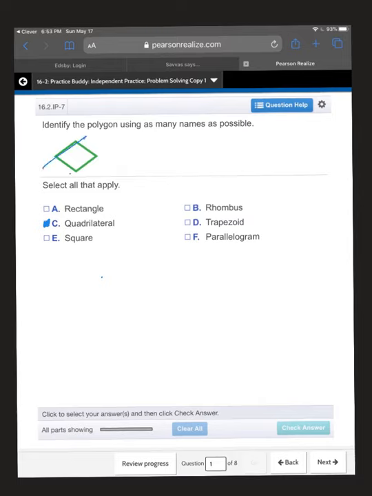I know that it is also a parallelogram because it has 2 pair of parallel sides. So I'm going to check parallelogram. And because it's a parallelogram, it's not a trapezoid. Okay. We know that this is not a rectangle or a square because it doesn't have 90 degrees. So I'm crossing those off, and it has all equal sides and doesn't have 90 degrees, so then therefore my answer is a rhombus.